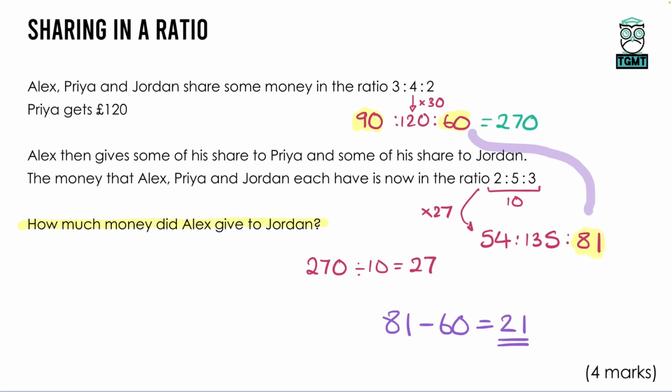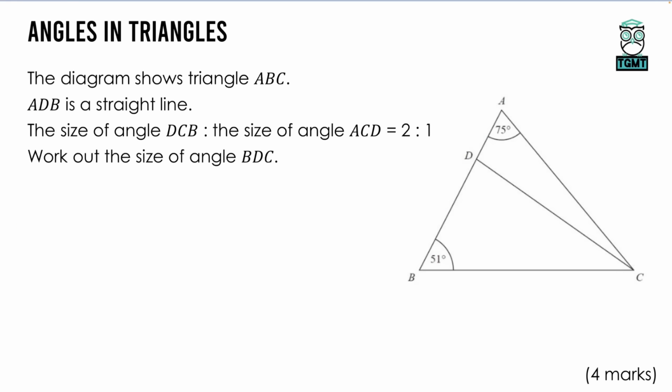and that is equal to £21. So obviously a question like this, where you have two separate ratios, is just sharing in a ratio. But we had a whole story going on, and in this particular example, we were told one of the numbers in the ratio. So Priya was equal to 120. But of course, you could be told the total, or you could be told the difference between two of them originally. And for all of those, you just need to be careful with the language in terms of how to approach it. But there we go, that was a question on sharing in a ratio.